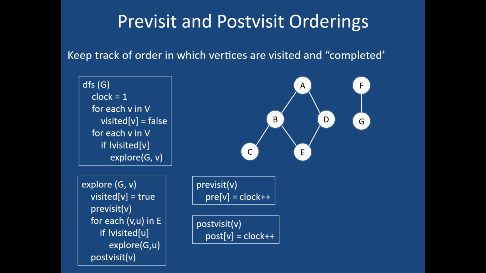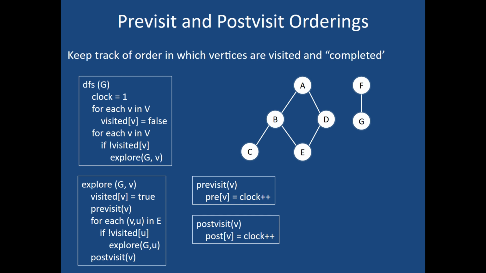So for this one, if we've got to choose between two vertices to do first, we're going to choose the one that comes first in the alphabet. Okay, so we go into DFS, we set the clock to 1, we mark everything unvisited, and then for each vertex in V, if it's not visited, we call explore. So what's the first vertex we're going to consider? A, because it comes first.